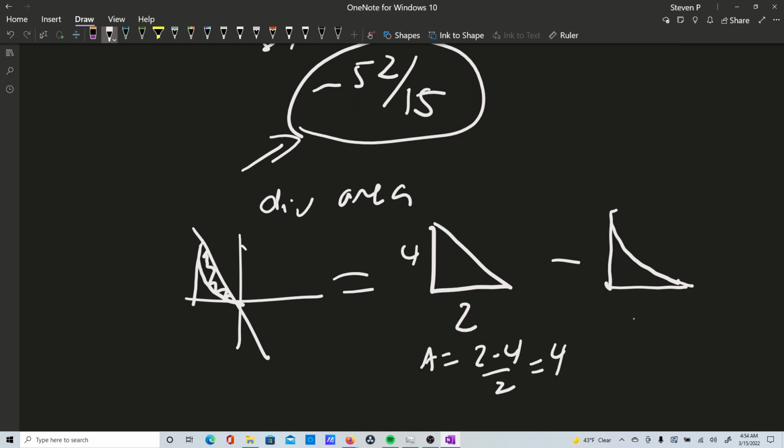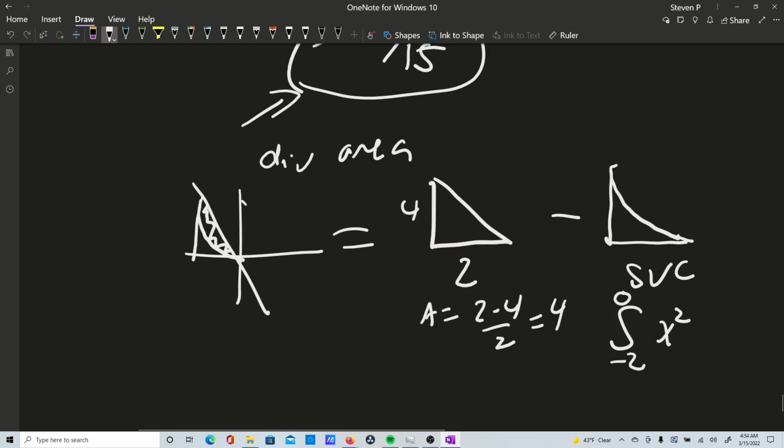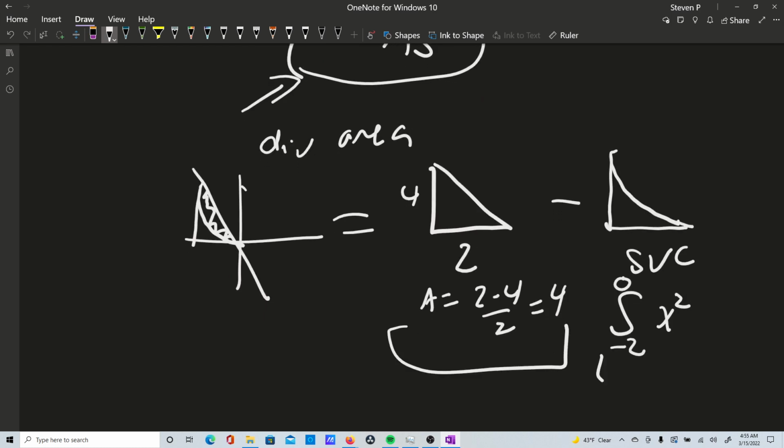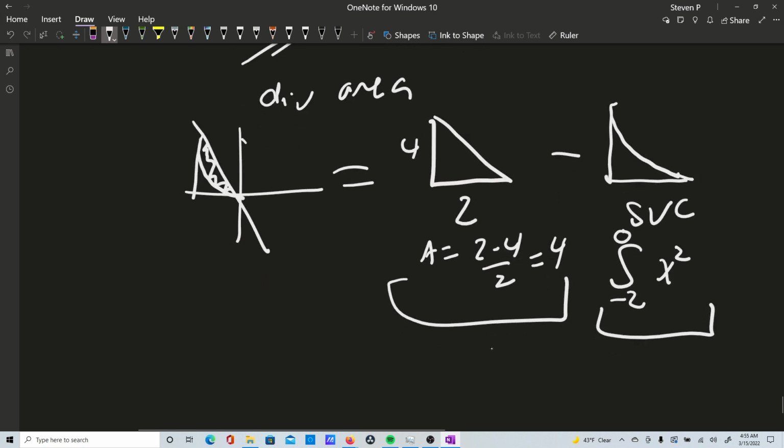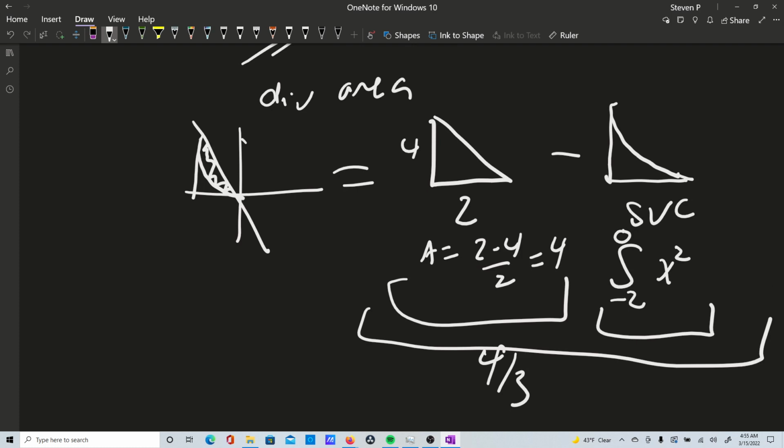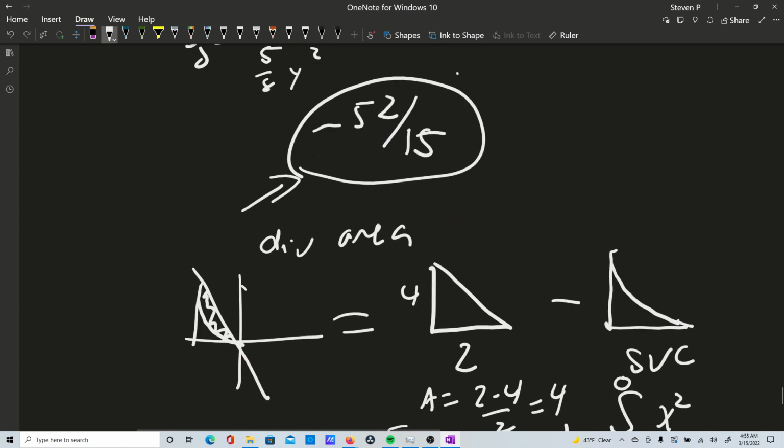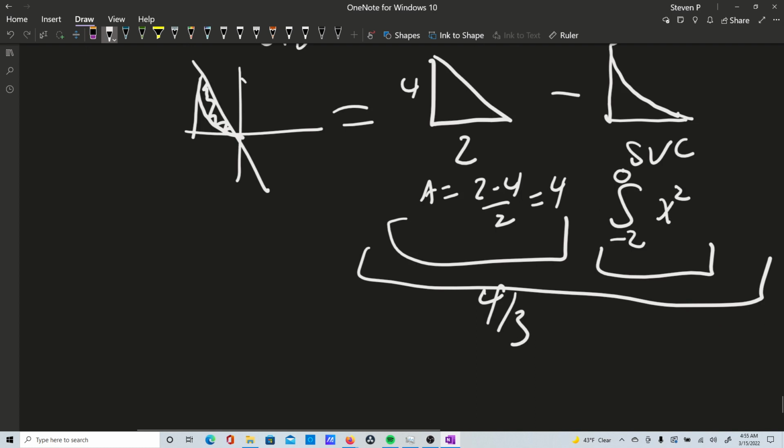Whereas over here, you have to find it with calculus. Use single variable calculus, but that's not bad, right? That's just the integral from -2 to 0 of x squared. So just take this area and subtract out this area, and I think you'll find the area I got was 4/3. And then I think you just divide 52 over 15 by 4/3, and you get what you get.